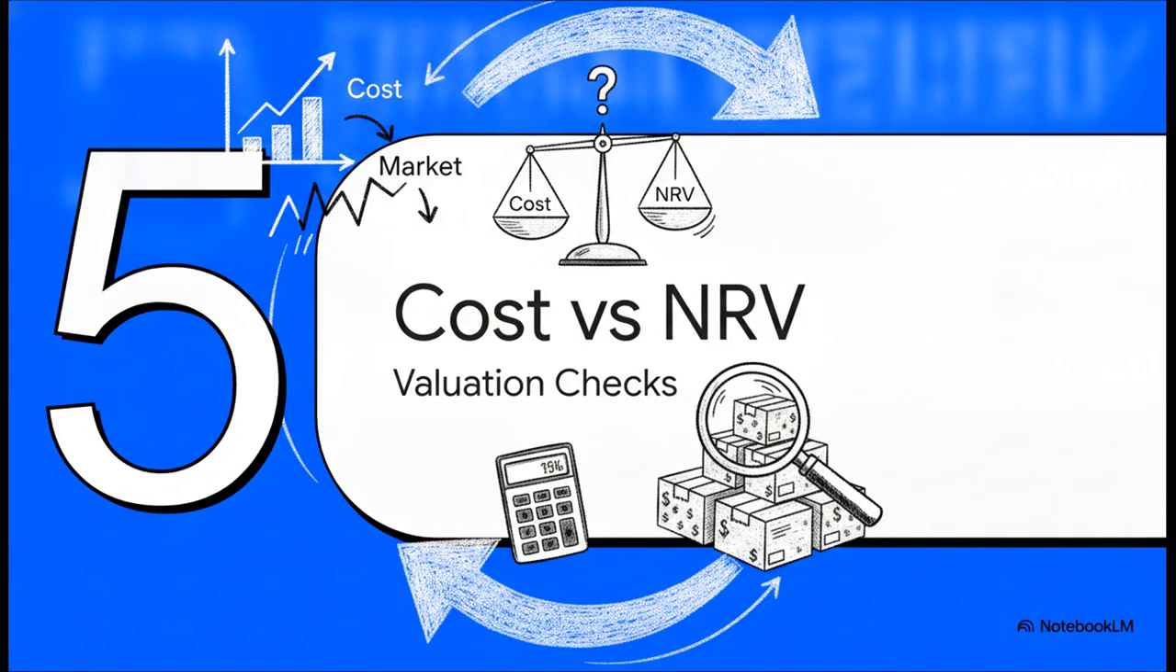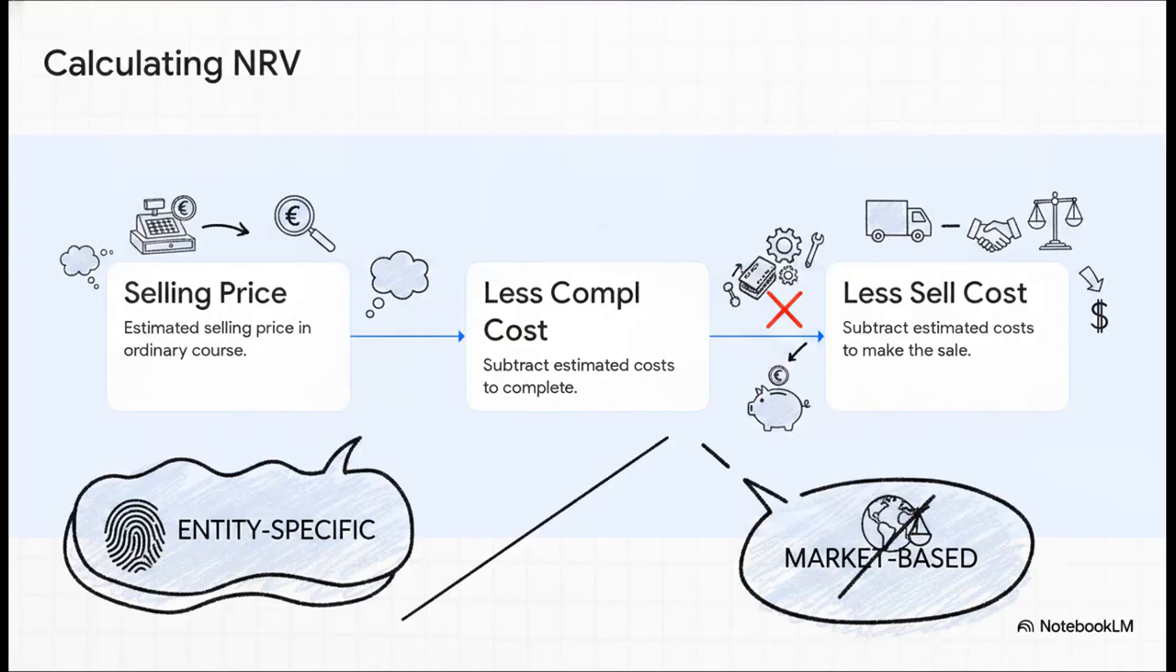Section 5. Cost versus Net Realisable Value. At year-end, we hit the reality check. This is where we compare our painstakingly calculated cost against what the market is actually willing to pay us. Calculating NRV requires a bit of looking into the future. You start with your estimated selling price in the ordinary course of business. From that price, you must subtract the estimated costs required to complete the item, say if it's currently a work in progress, and then subtract the estimated costs necessary to actually make the sale happen, like sales commissions or final transport.